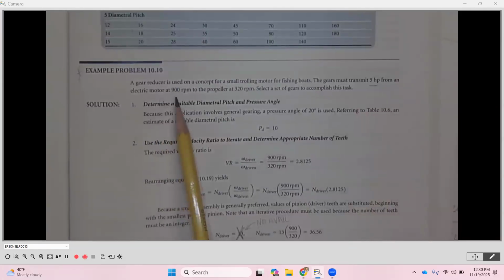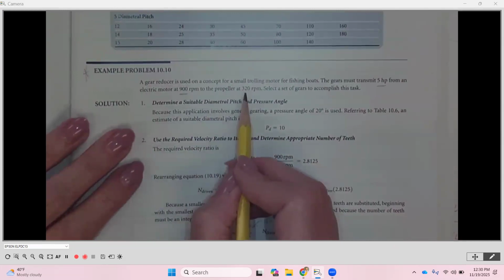So it says we have a gear reducer used on a concept for a small trolling motor for fishing boats. The gears must transmit 5 horsepower from an electric motor at 900 RPMs to the propeller that needs to go 320 RPMs. Select a set of gears to accomplish this task. Okay, so our input is going to be 900. Our output is going to be 320.